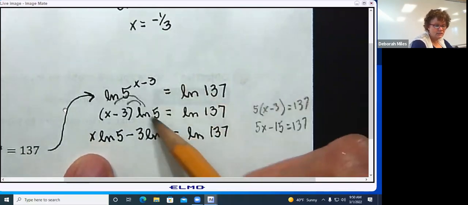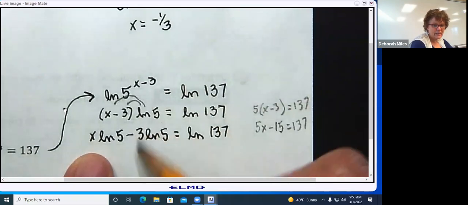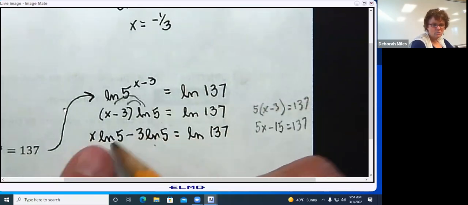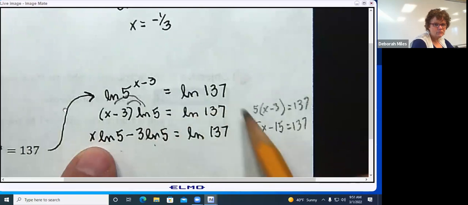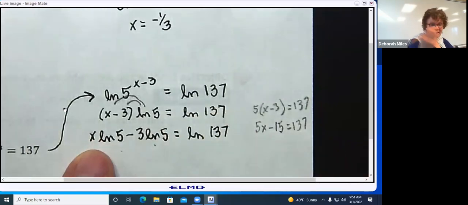That's just a constant. It's an ugly constant, but it doesn't have an x in it. There's only one term with an x in it. It's x natural log of 5. So I want it on one side and everything else on the other side. Add 3 natural log of 5 to both sides.